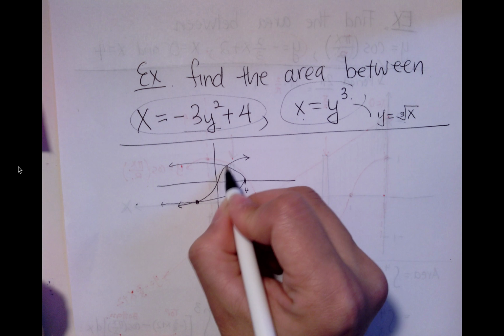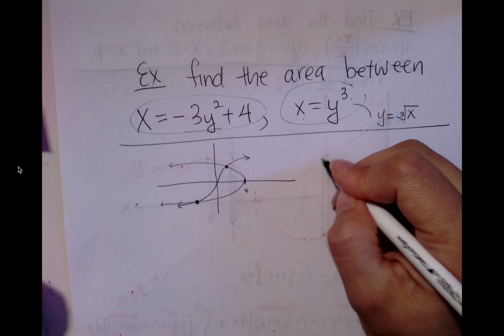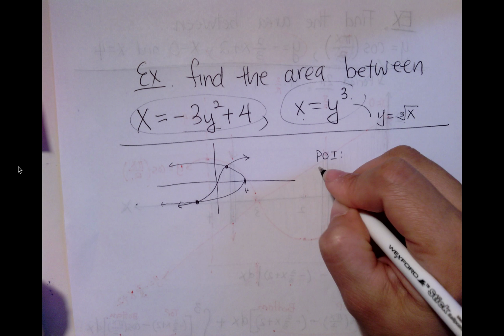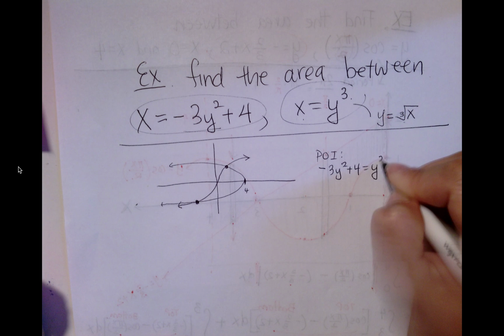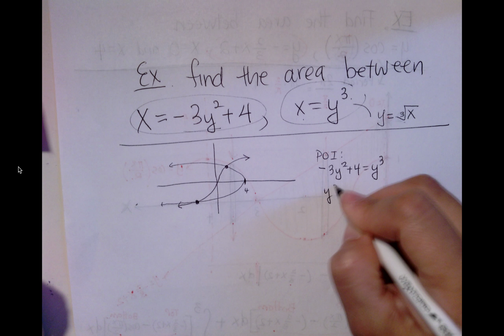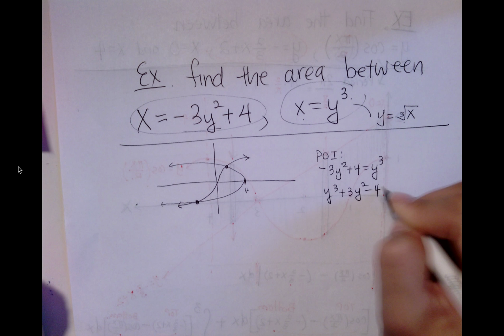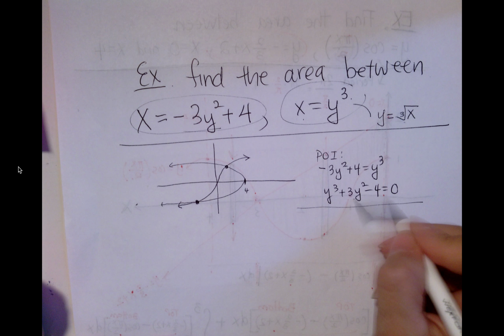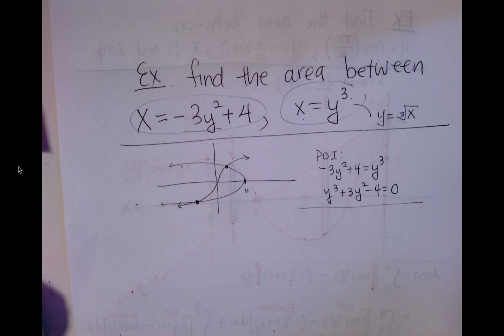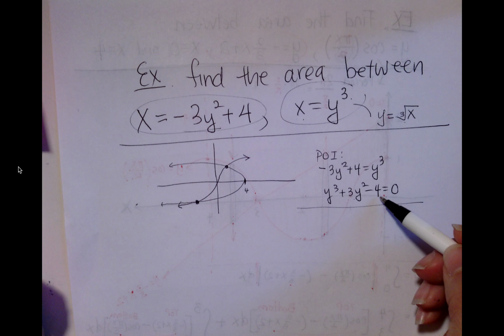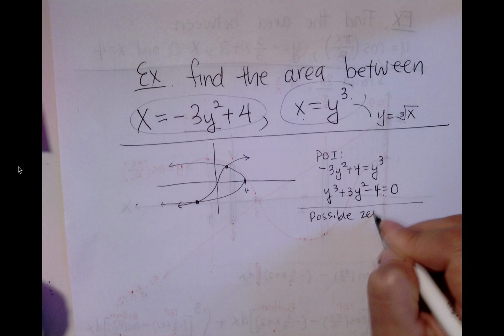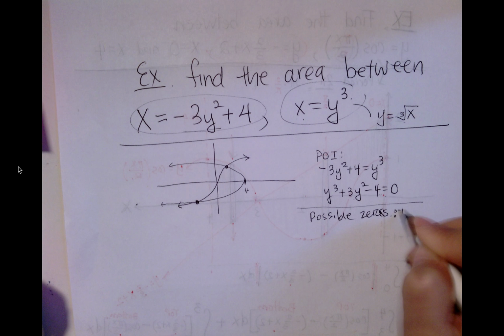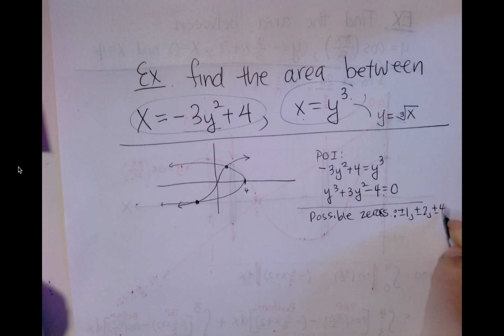So we want to figure out what these points of intersection are. And I'm going to set my equations equal to each other. I'm going to get y cubed plus 3y squared minus 4 is equal to 0. I don't see an obvious way to factor this, so I'm going to use the rational zeros theorem to figure out the possible zeros. These are the possible rational zeros. So I'm going to try 1.